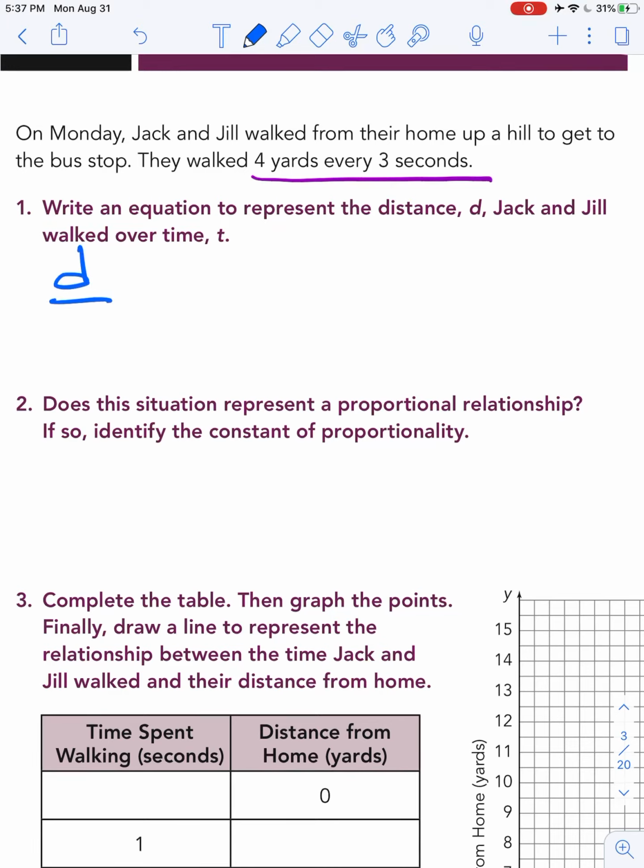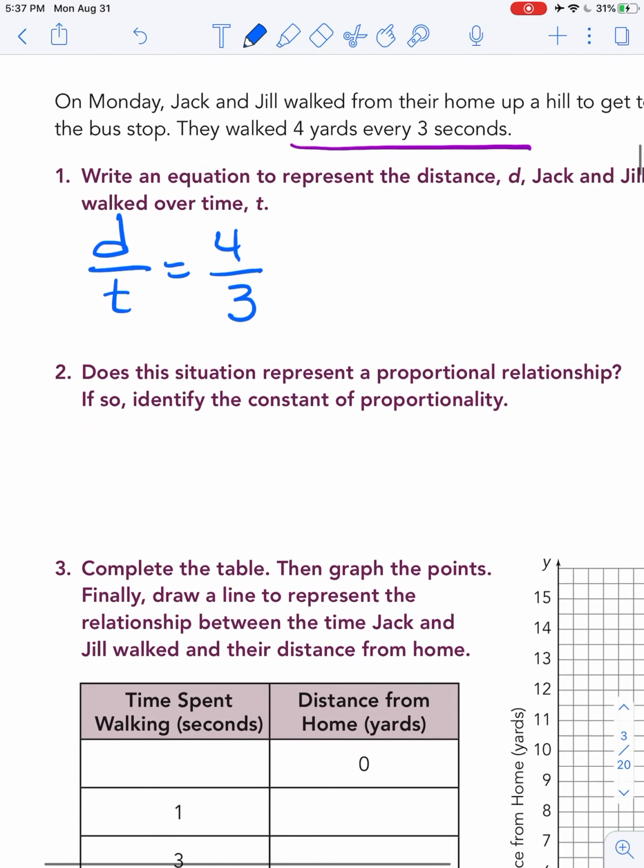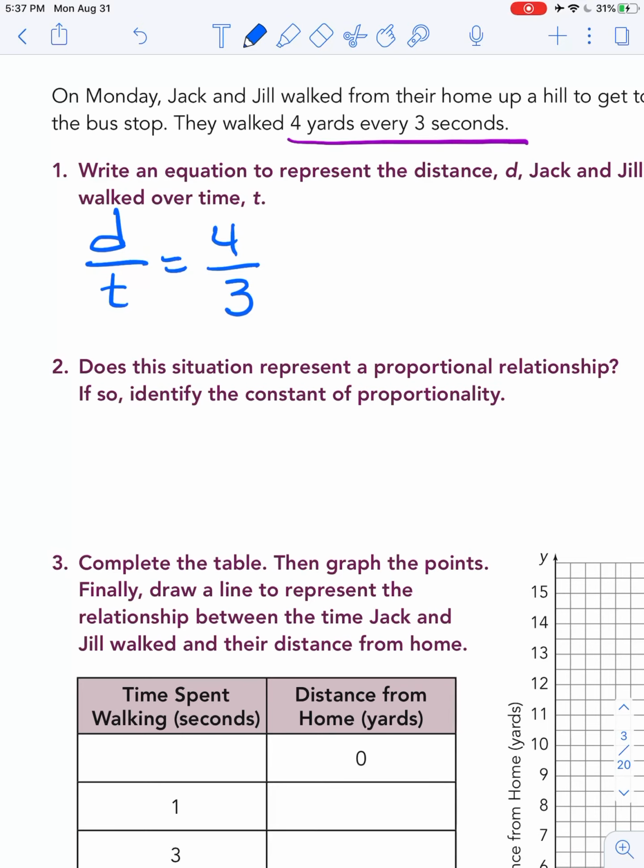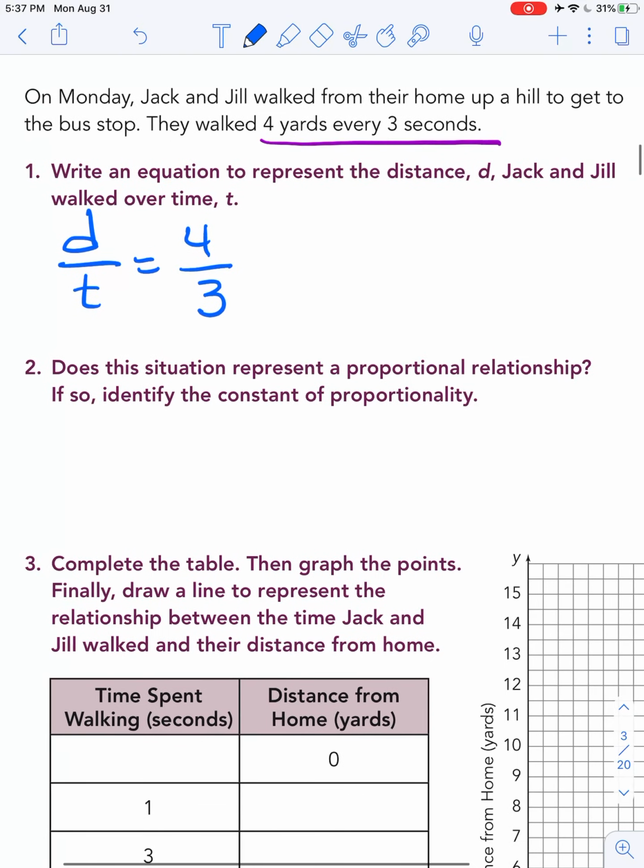So we have distance over time. Our distance that we just talked about is 4. Our time we just talked about is 3. Now, we actually want the d to be all by itself. We want it to say d equals. So if we do that, we can multiply both sides by t. When we do that, these cancel, and you get d equals 4/3 t.